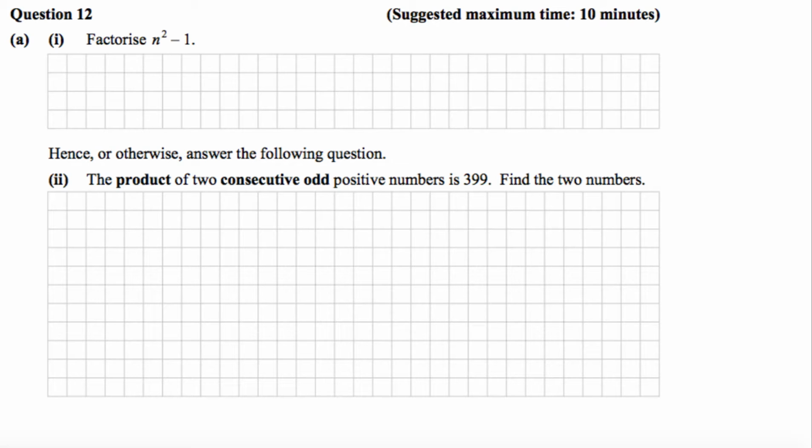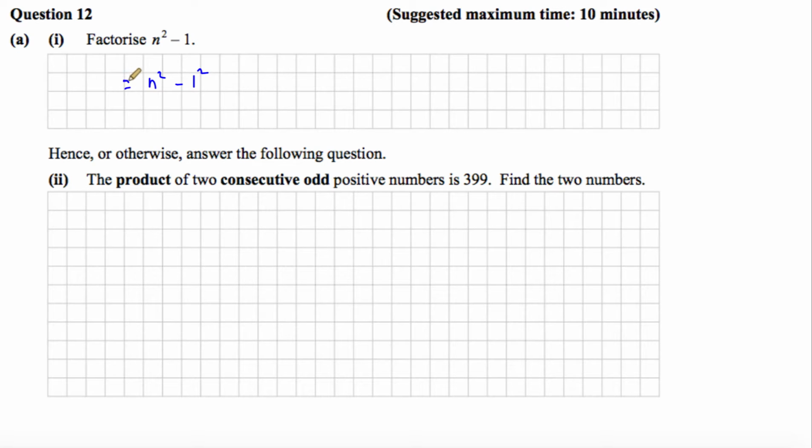So this is the 2015 Junior Cert High Level Paper 1 and we're looking at question number 12. Part A1 says factorise n squared minus 1. Okay, well n squared minus 1, what you should spot there is 1 is actually a square number, so that's n squared minus 1 squared.